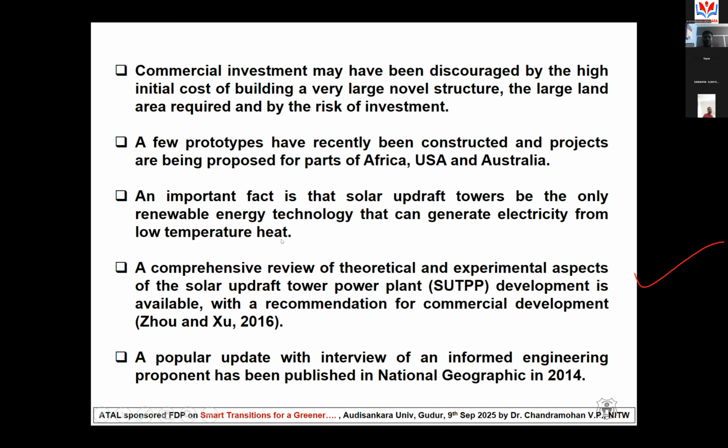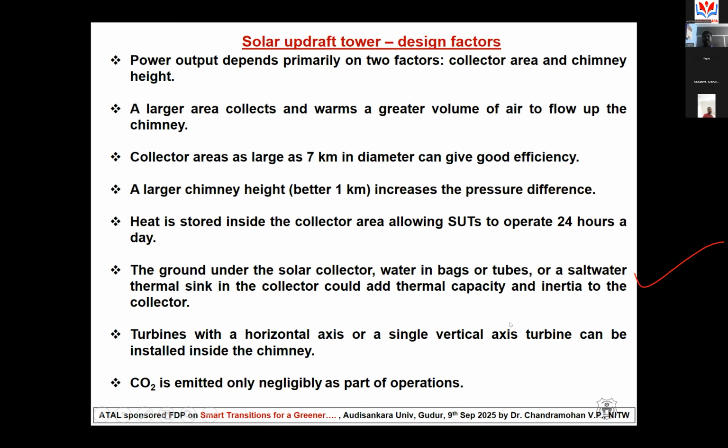Even low-temperature heat is enough. India's solar insolation is enough to generate power with this type of solar updraft tower. One review work was reported in 2016 by Zhu et al. A popular update with an interview of an informed engineering proponent has been published on the National Geographic Channel. One video is there on the National Geographic Channel. I have already seen that one.